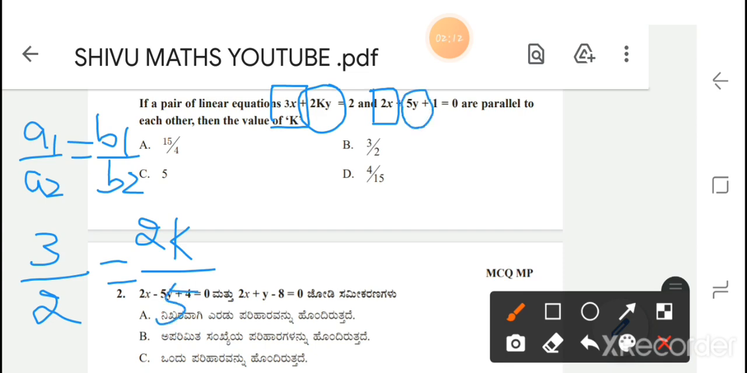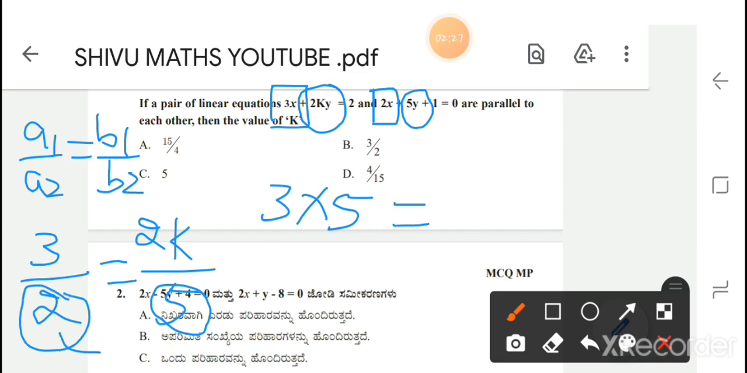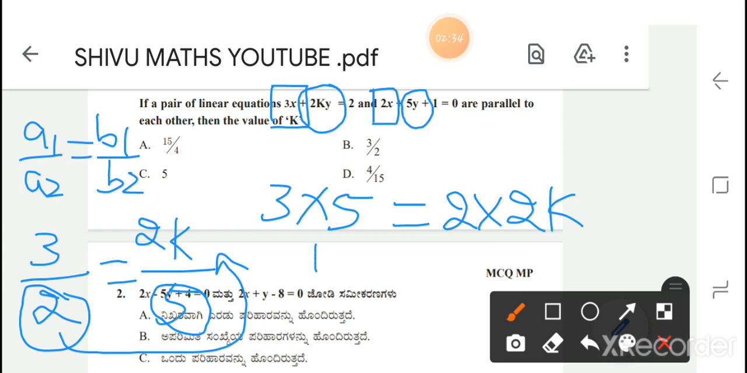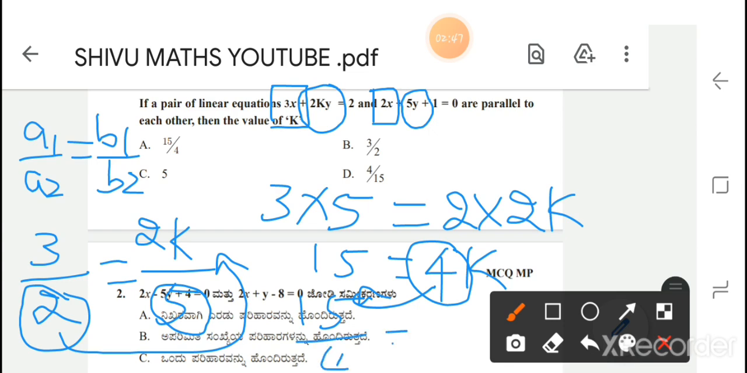So here transfer 5 to the left side, here division there, that gets transferred to multiplication with 3. So 3 into 5 is equal to, again 2 transferred to the right side, that gets multiplication with 2k. So 2 into 2k. So 3 fives are 15, that is equal to 2 twos are 4k. Now again 4 is multiplied with k, transfer to left, that gets division, that is 15 divided by 4 is equal to k.